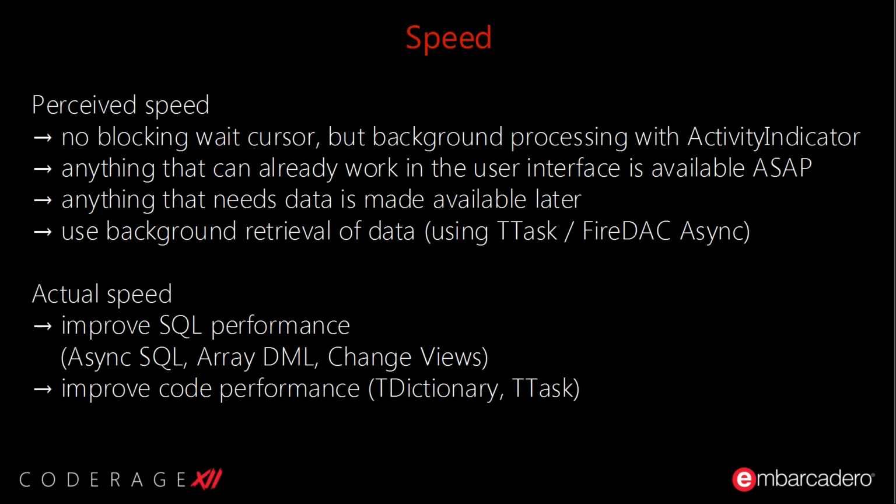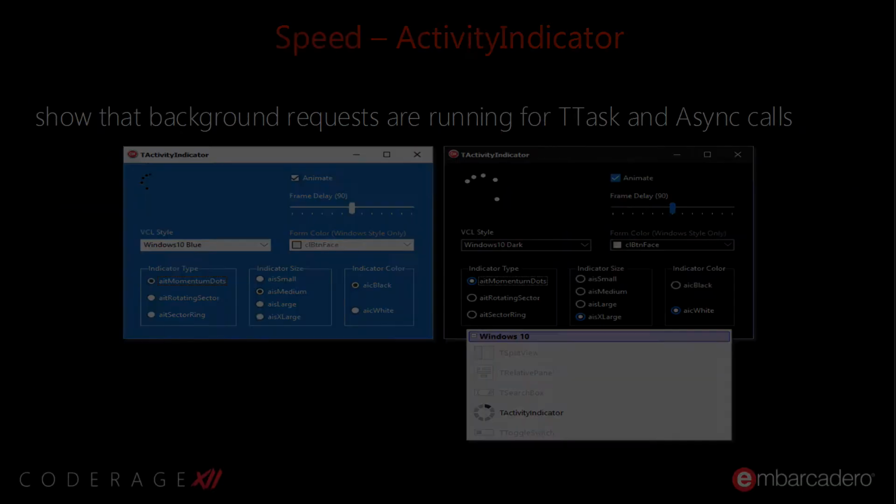Next, we're going to tackle the speed with which the application starts. Instead of having the user wait for 30 seconds, we'll do all that stuff in the background with asynchronous queries or using a TTask. Then we'll tackle some actual speed improvements, improving SQL performance or improving code performance. For the SQL performance, we're going to use change views. For the code performance, well, we'll see if we've got time for that from this session.